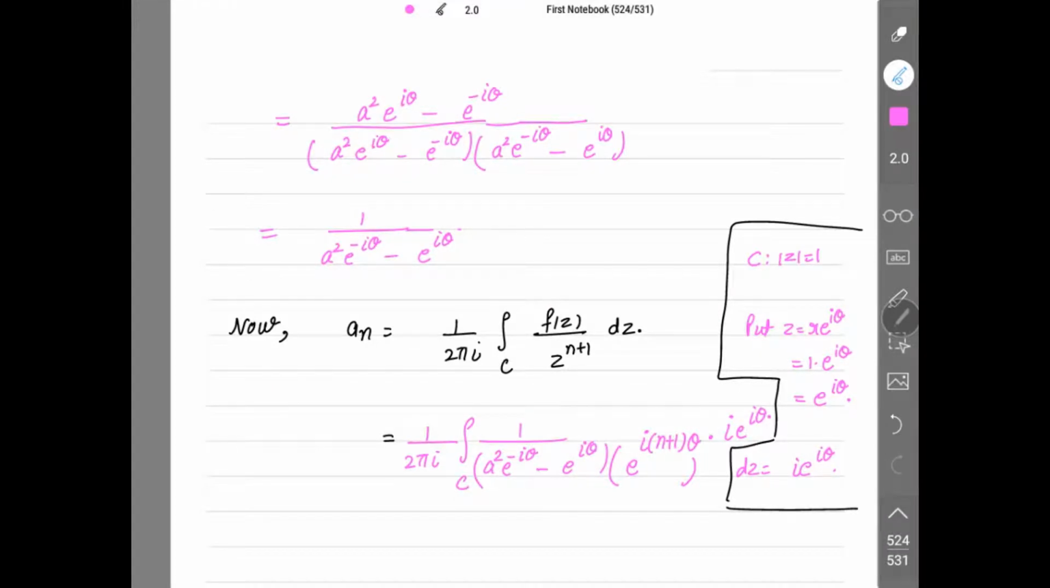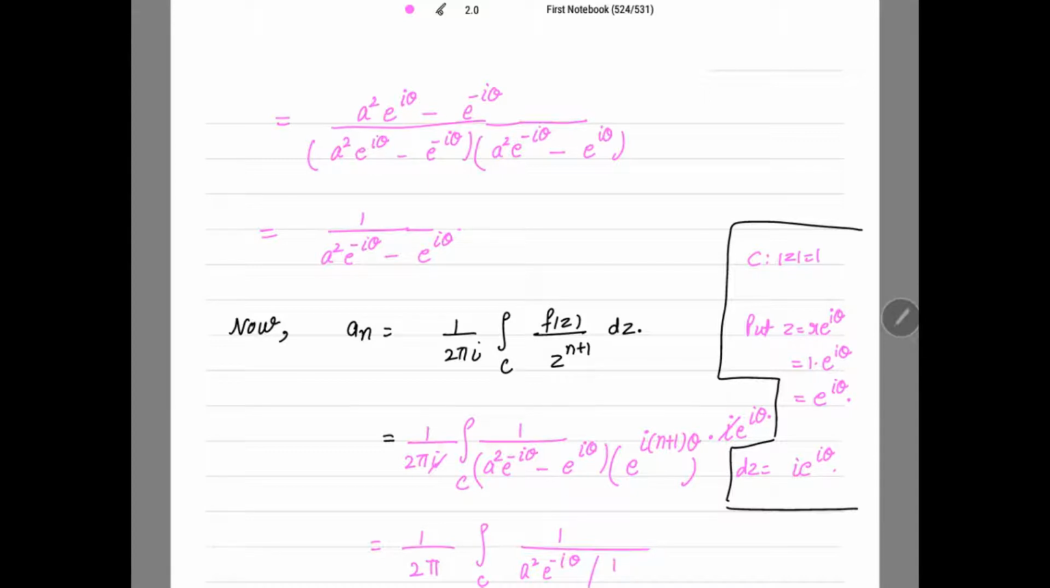Now for the next step. Now this iota is cancelled out with this iota, right? So this is 1 over 2 pi, integral over C, 1 over a square, I am taking this a square common and e to the power minus iota theta common. So this will be 1 minus e to the power 2 iota theta over a square, into e to the power minus iota n theta. E to the power iota theta is cancelled out with this numerator e to the power iota theta.